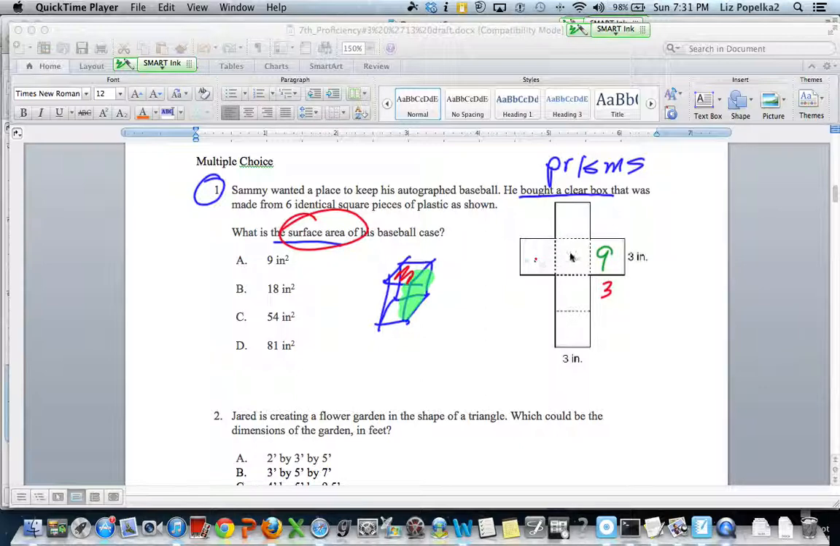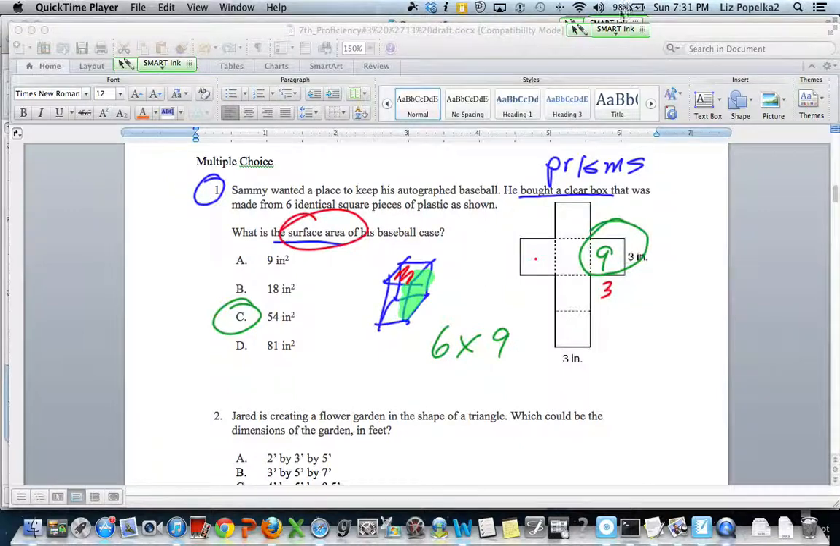So 3 times 3 would be 9. So there's 1, 2, 3, 4, 5, 6 squares. Each of them has an area of 9. So you would do 6 times 9. Sorry, I lost my train of thought for a second. So the total surface area of the entire box is 6 times 9, which is C, 54.